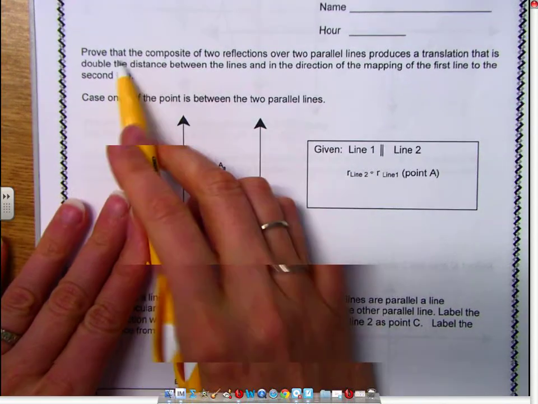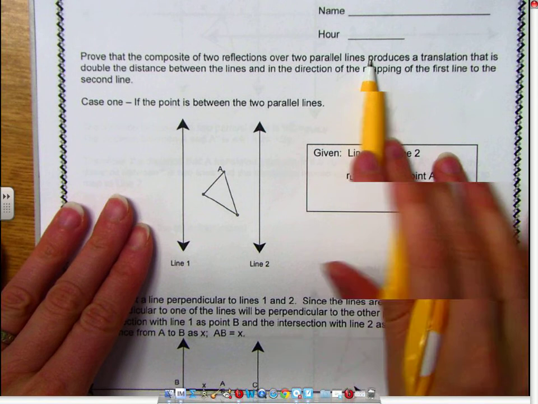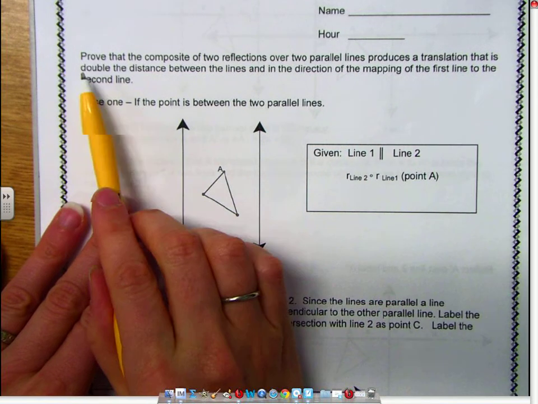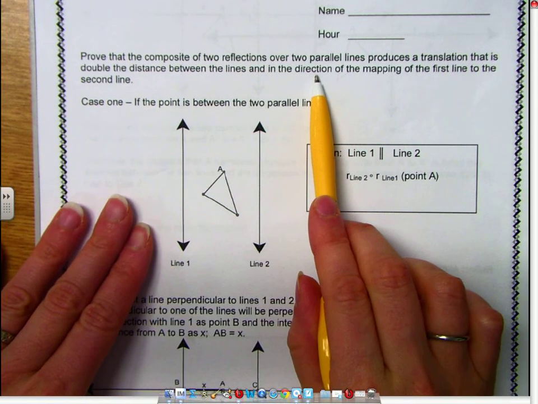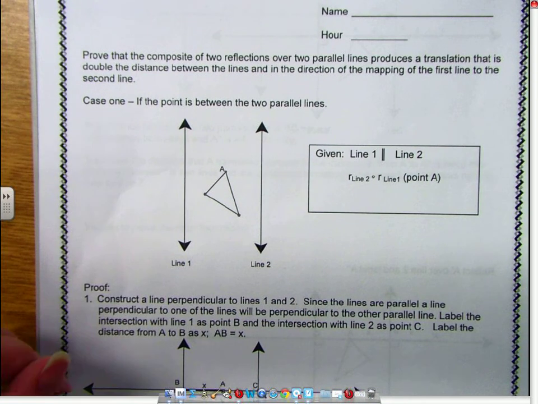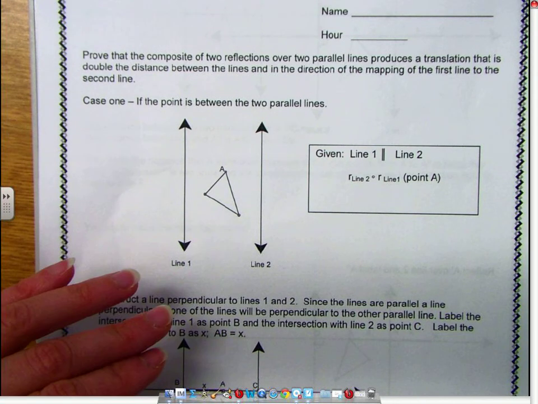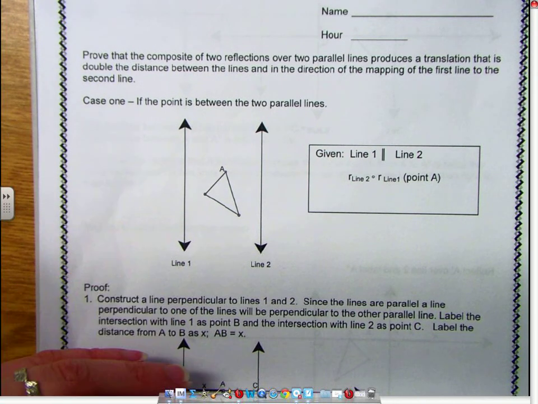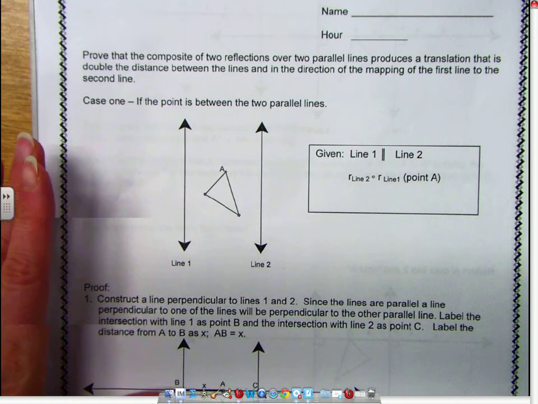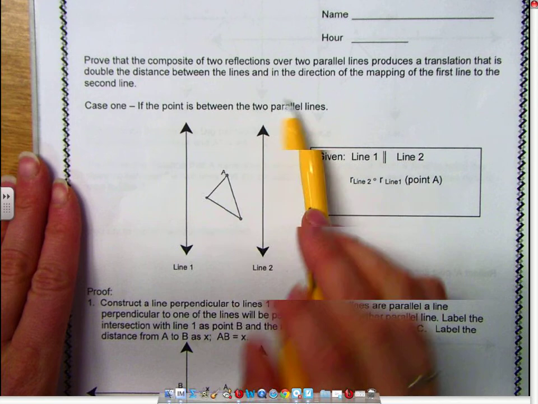We're going to prove that the composite of reflecting two translations over two parallel lines produces a translation that is double the distance between the lines and in direction of the mapping of the first line to the second line. Okay? So, notice we didn't label the lines x equals anything or y equals anything like that. Okay? We're simply, if the point is between the two parallel lines.